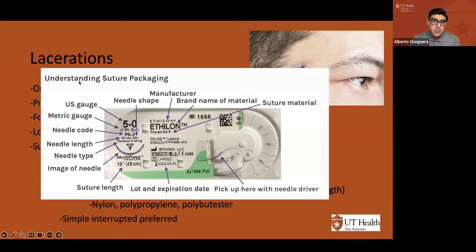That you'll want to look for as well to make sure it's absorbable. And then there's different needle types, there's different needle lengths. It'll have a picture of the needle. This is where you want to grab the needle. You'll definitely want to make sure it's not expired. So after every season, it'll be important to go through all your sutures and all your equipment to make sure that things haven't expired and you don't need to restock your pack. But this is essentially what all of your sutures will kind of look like for the majority of the time.